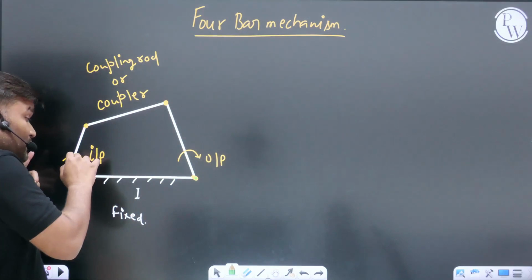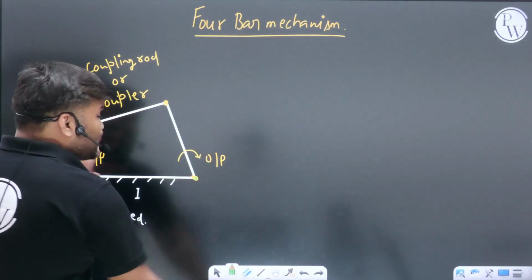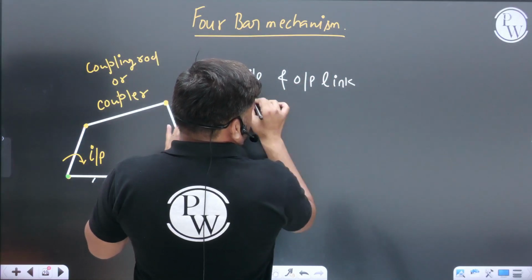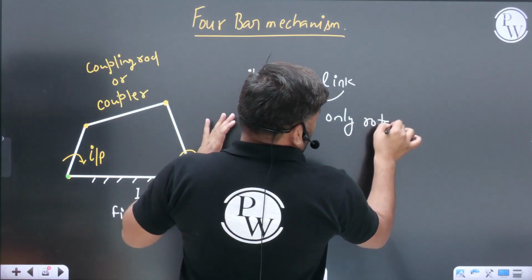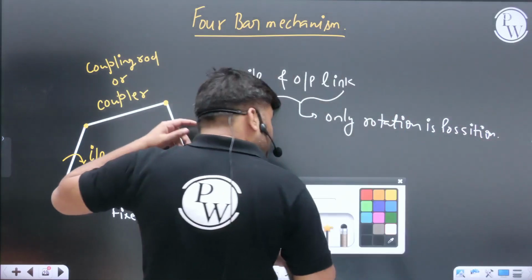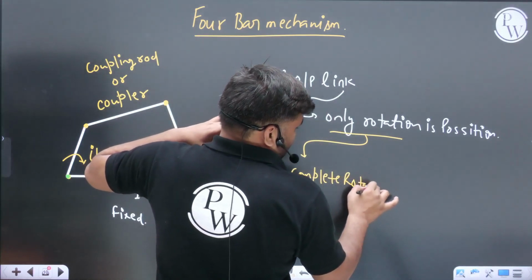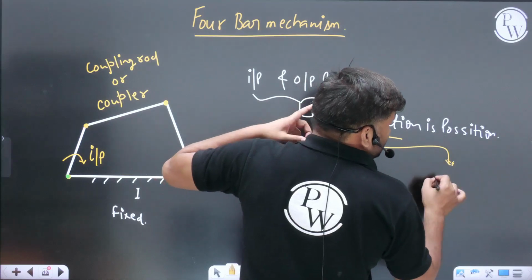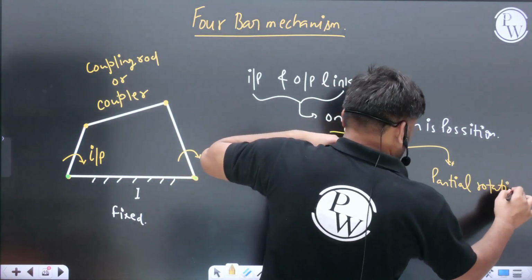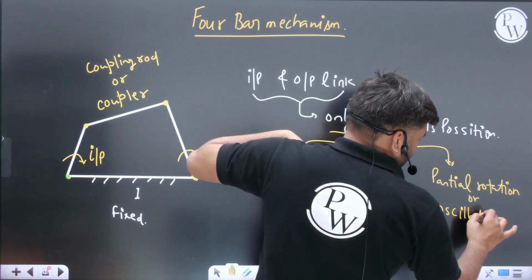Now, depending upon whether the input link is capable of having complete rotation or not, and the output link is having complete rotation or partial rotation. See, it will be rotation only. Only rotation is a choice for input and output link. Only rotation is possible. Now this rotation may be complete or incomplete, means it may be complete rotation or partial rotation, or you can say incomplete rotation, also known as oscillation, beta. Getting my point? Partial rotation.